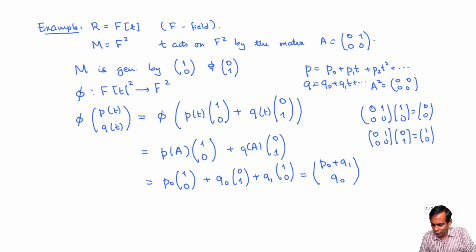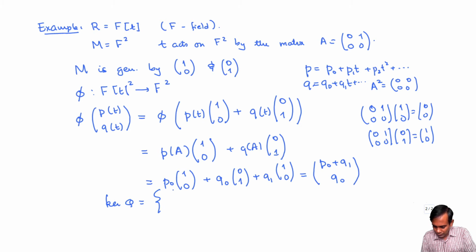And from this you can easily see what it means for a polynomial to be in the kernel of phi. If (p(t), q(t)) is in the kernel of phi, then firstly q0 has to be 0. So that means that the polynomial q has to have constant term 0, which means that it is t times some other polynomial.